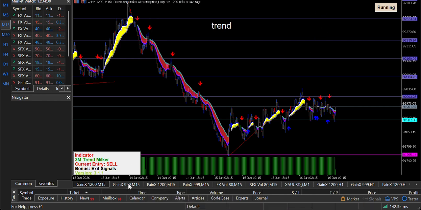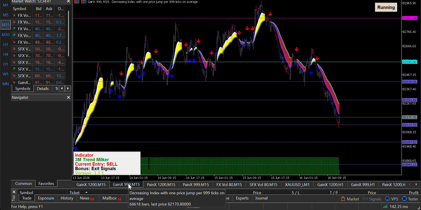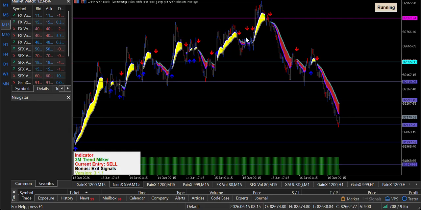Now let's check out another trade which we actually dropped in the Telegram channel. This is Ganex 999, also on the 15-minute time frame. We also dropped this same signal last night, and of course we also used the same strategy, which is the trend trading strategy. This is actually switching to a downtrend at this point.